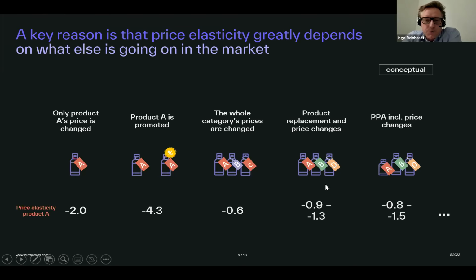The same can be true if we have a change in our portfolio. So we replace this product C with the product D. This, of course, also has an effect on elasticities, and also if we have any other change in our setup. So there are lots of things that can happen, and they're not very well captured in a single price elasticity number.